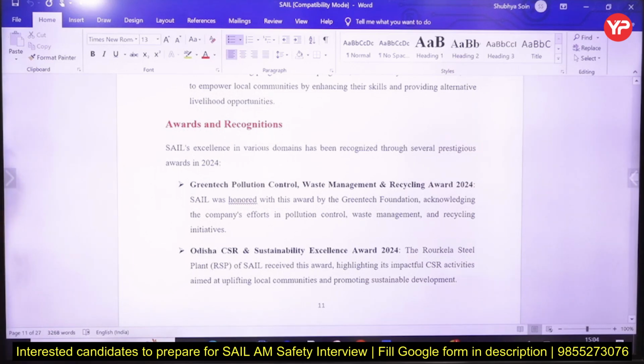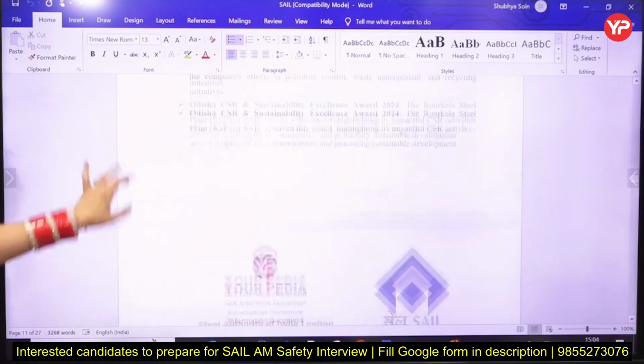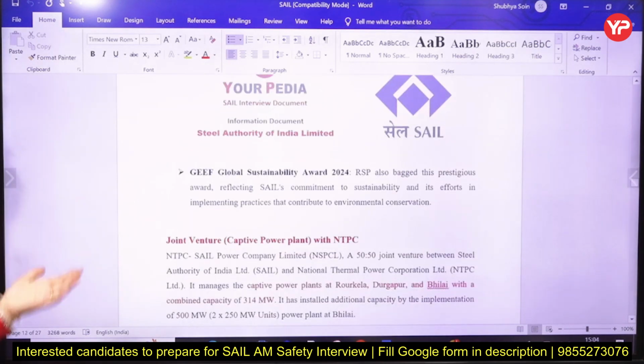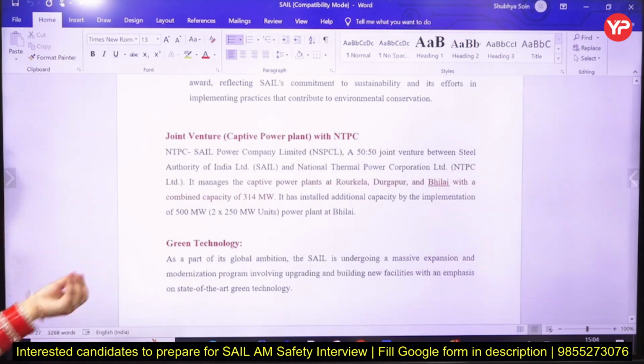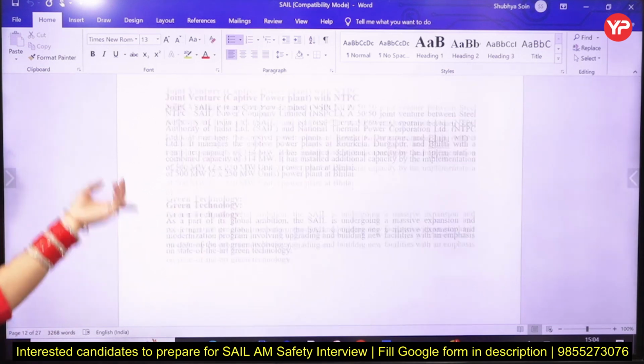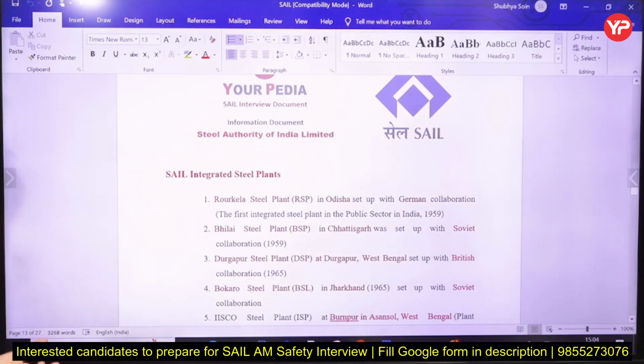So, Green Tech Pollution Control, Waste Management and Recycling Award was given in 2024. Odisha CSR and Sustainable Excellence Award in 2024. GEEF Global Sustainability Award 2024. So, all these are recognitions which it has achieved in the market. Then it has a joint venture with NTPC related to green technology, because every PSU is contributing towards sustainable energy, green energy.